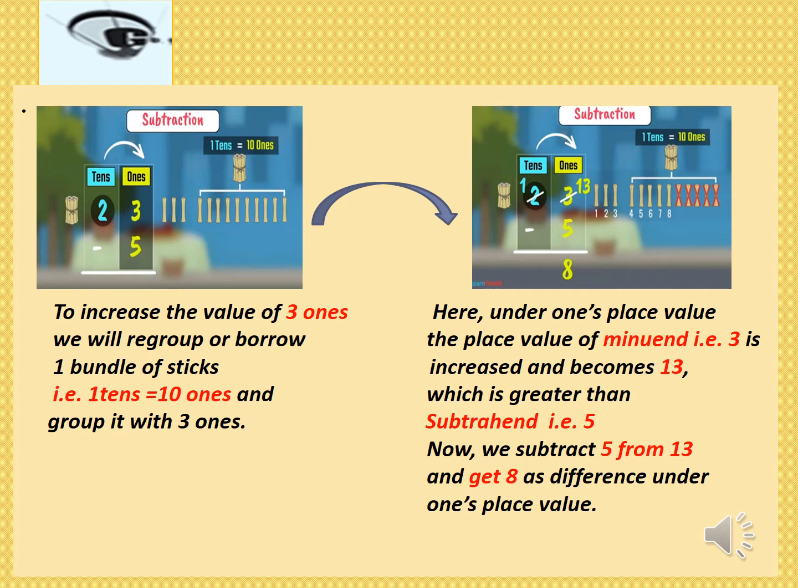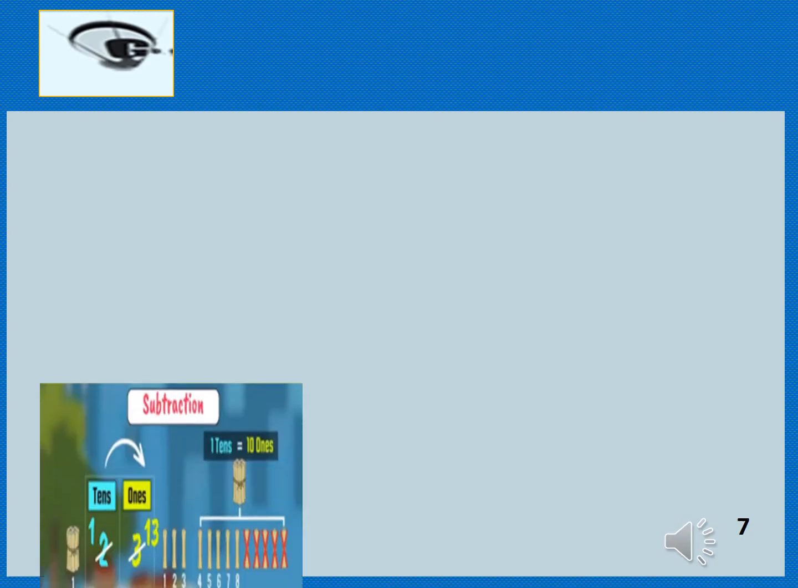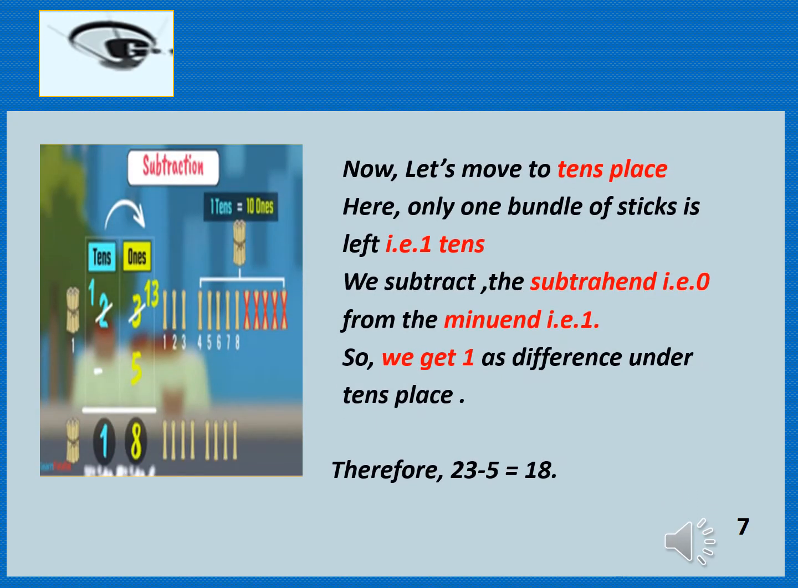So here in the next picture, we are subtracting 5 from 13 and see what we got. 1, 2, 3, 4, 5, 6, 7, 8. So here 8 sticks are left, which means 13 minus 5 is 8. So 8 is our difference under ones place. Students, let's move to tens place now.